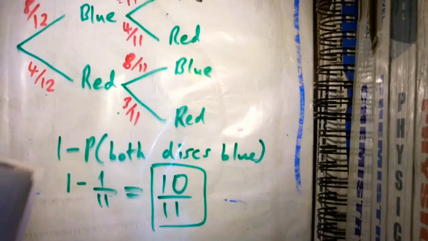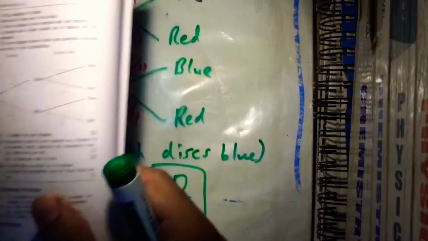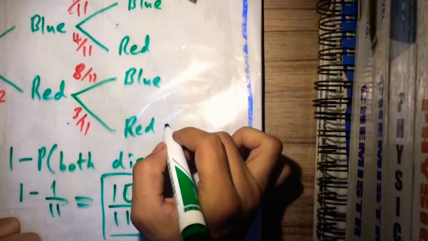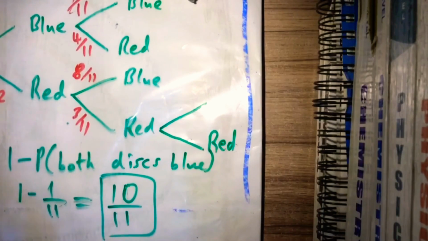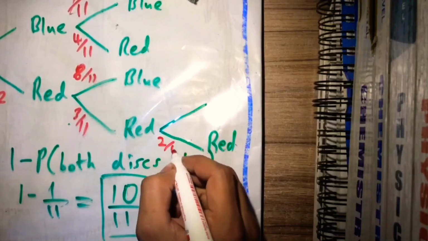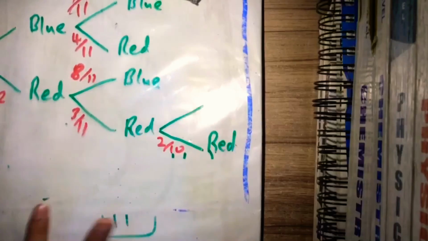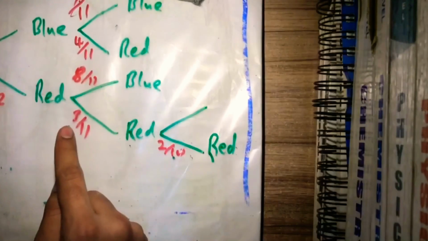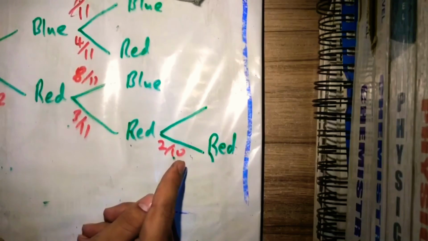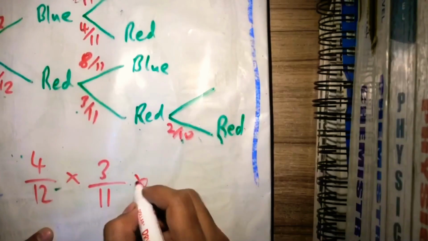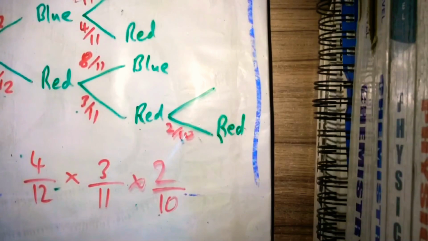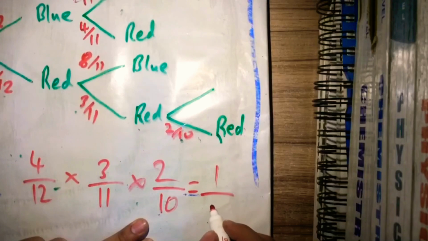Now the last part is a third disc is picked out at random. Calculate the probability that all three discs are red. If after getting two discs red, we take out another disc, the probability of getting a red again would be 2 upon 10, since another red disc has been taken out, so 2 remain, and then 10 total remain. The probability would be 4 upon 12 into 3 upon 11 into 2 upon 10. This is equal to 1 upon 55.